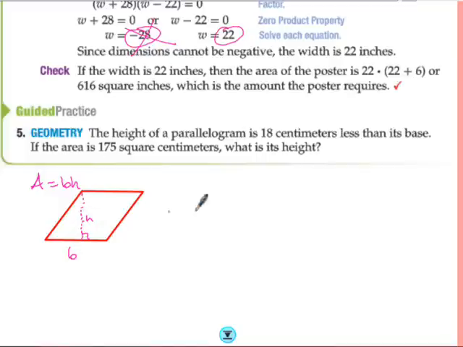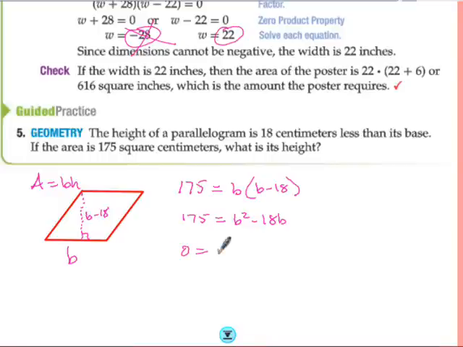So if the height of the parallelogram is 18 centimeters less than the base, okay, so let's change these letters. Instead of using b and h, let's use the height is 18 less than the base. So we have b, and we have b minus 18. Okay. If the area is 175, what is its height? So what we have is 175 equals b times b minus 18. Okay. We end up with 175 equals b squared minus 18b. And then we're going to set it equal to 0. 0 equals b squared minus 18b minus 175.